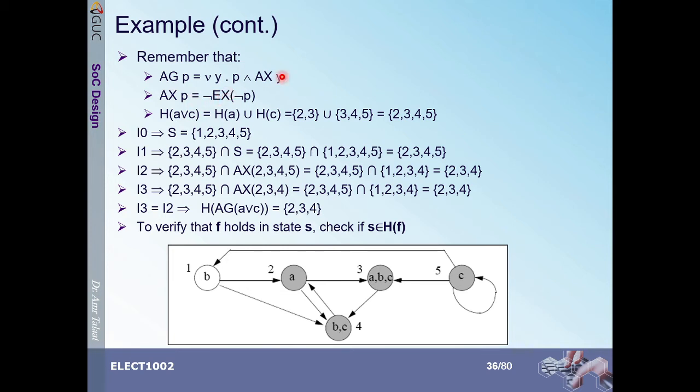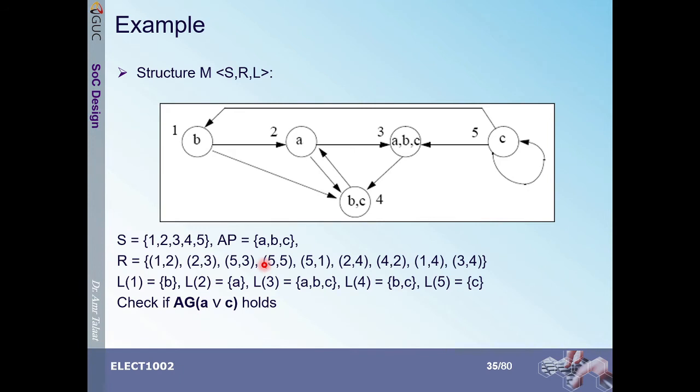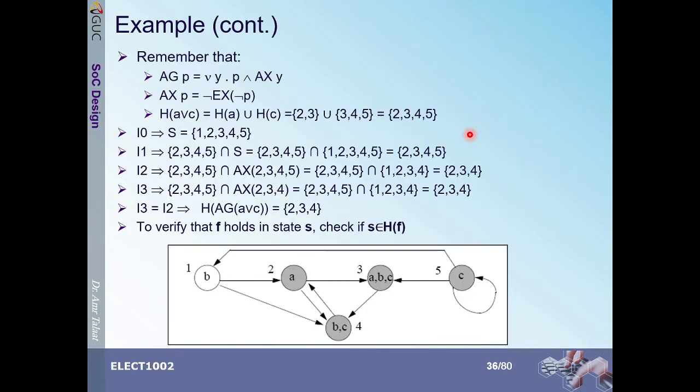Now let's calculate the property A or C. A is true here and here. So it's 2 and 3. C is true here, here, and here. So A or C will be the set of A where A is true, it's 2 and 3, union the set of C where C is true, it's 3, 4, 5. It will be 2, 3, 4, 5.